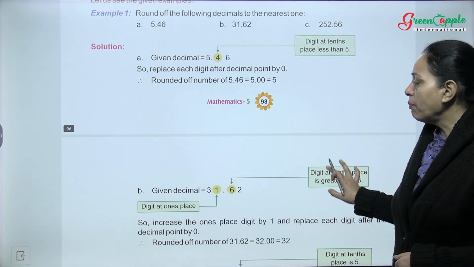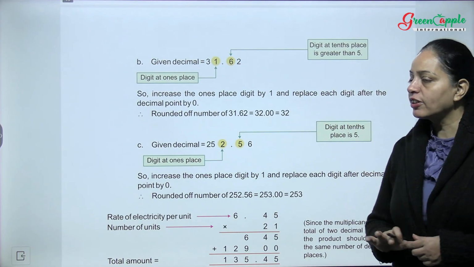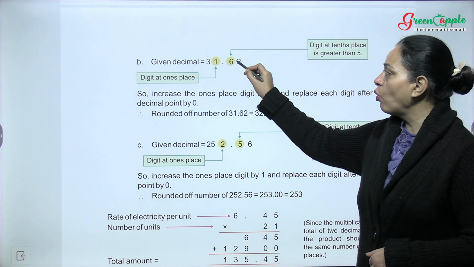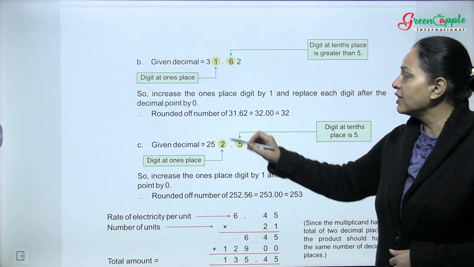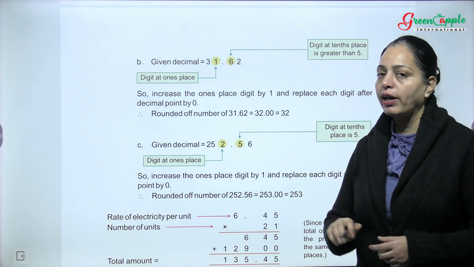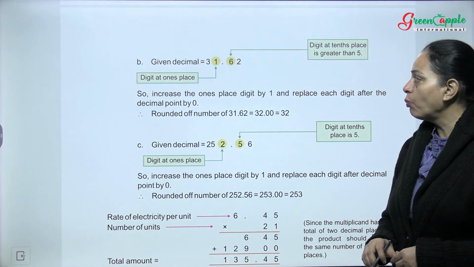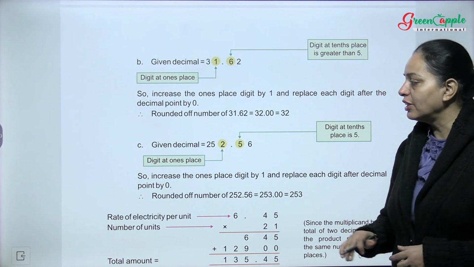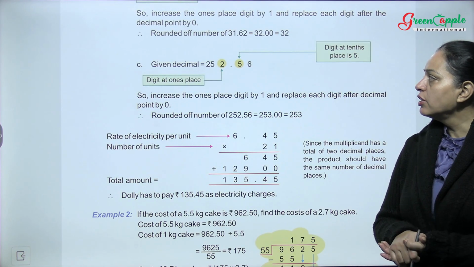Okay. Now see B part, 31.62. So 6, which is more than 5. So change the 1's digit, increase it by 1. So this becomes 32.00, means 32.